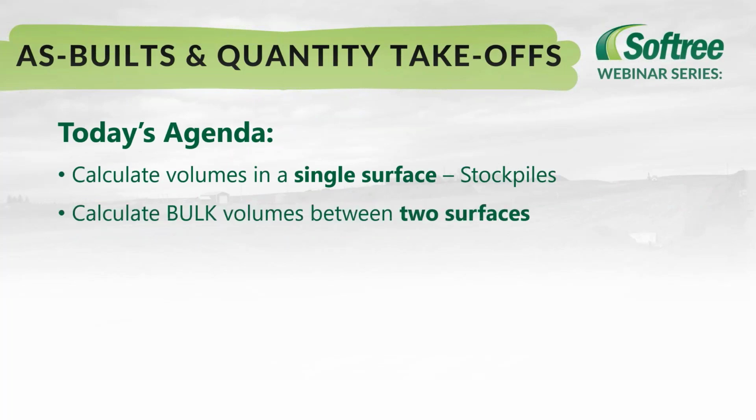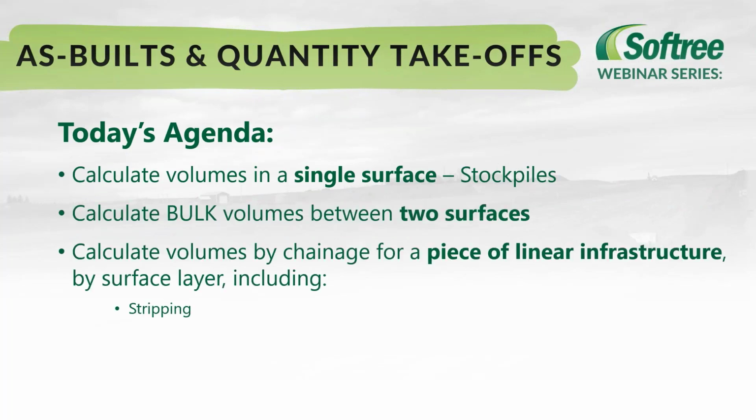Okay, so for today's agenda, we're going to start simple and work our way up in complexity. We will start by calculating the volume contained in a single surface. This is commonly done for stockpiles. Next, we will calculate the bulk volume between two surfaces. Common applications for this are site design, quarries, stockpiles, etc. Finally, we will get to a much more complicated as-built estimate by calculating volumes by chainage for a piece of linear infrastructure by surface layer, including stripping, undercut, and final grade.